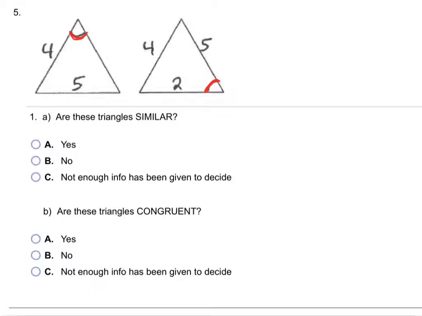No on both? It's a no? Why? Talk to me on this one, Kendall. What do you think? Okay, well, I was thinking a little... Okay, so I know it's not congruent. How do we know it's not congruent?